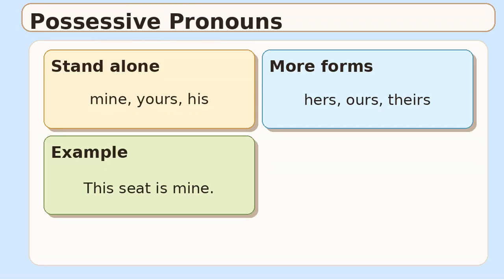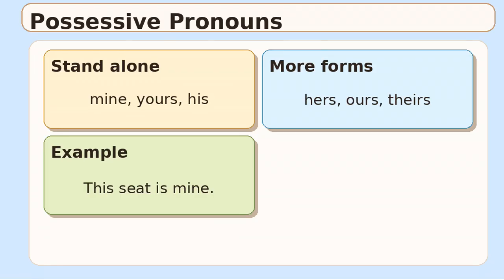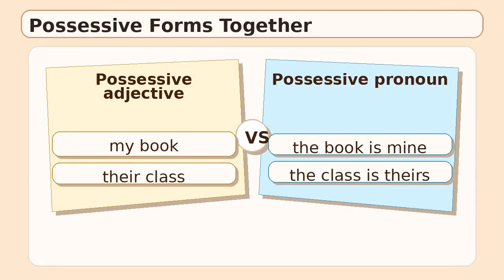Possessive pronouns also show ownership, but they stand alone. They replace the noun instead of coming before it. This comparison removes a very common confusion. One form comes before a noun, and the other replaces the noun completely.